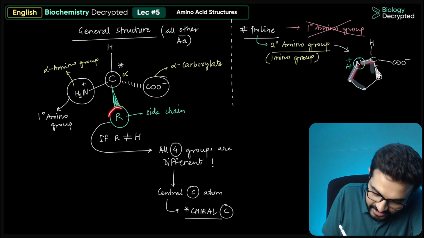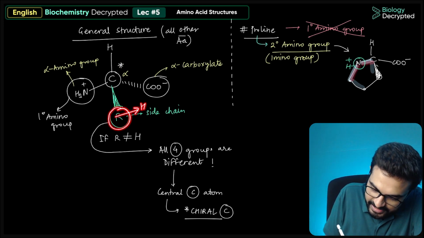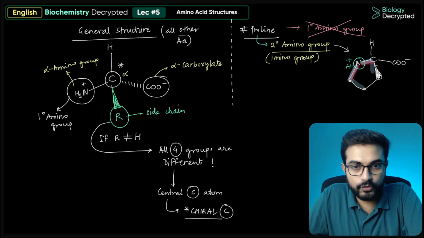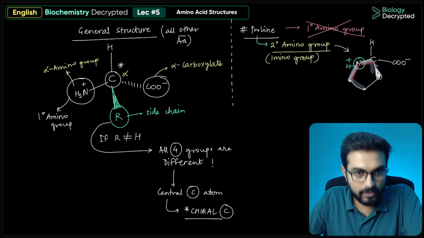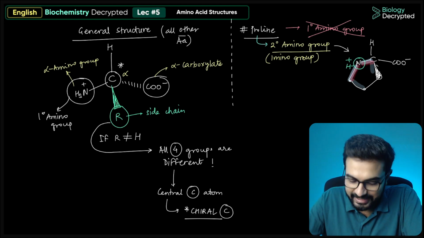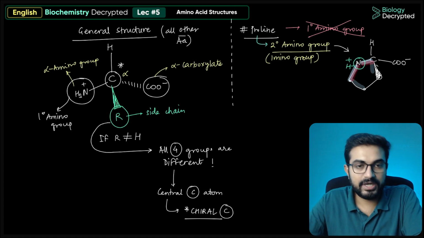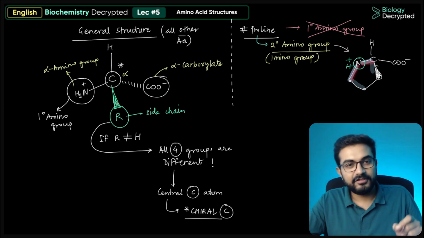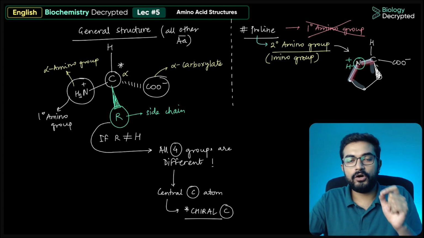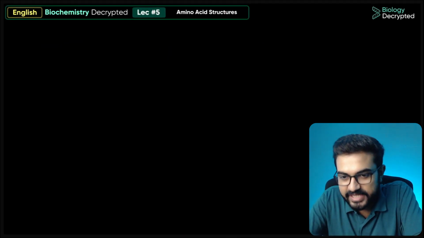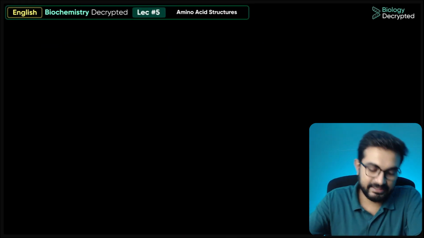But what if R is H? In that case, there will be H and H, two same groups, and if two groups are the same, then we cannot say that all four groups are different. And if the four groups are not different, the central carbon atom will not be called chiral, rather it will be called achiral. And we have an example of an achiral amino acid, called glycine.